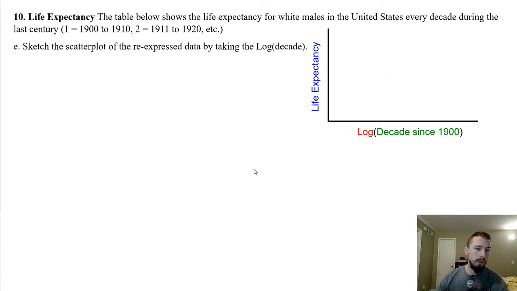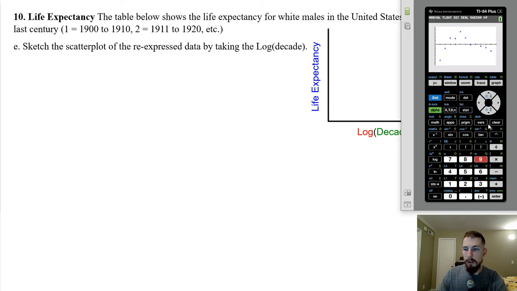All right, so sketch scatter plot for the re-expressed data by taking the log of the decade. Usually we re-express the response variable, but this time I wanted you to do the explanatory, so not that big of a deal. So we're going to take the log of list 1 and store it as list 3. So I'm going to go to Stat, Edit, and then for list 3, I'm going to define list 3 as the logarithm of list 1. And then hit enter. So we got that.